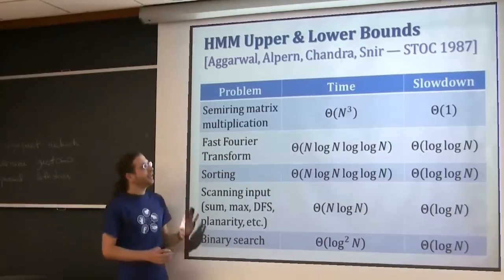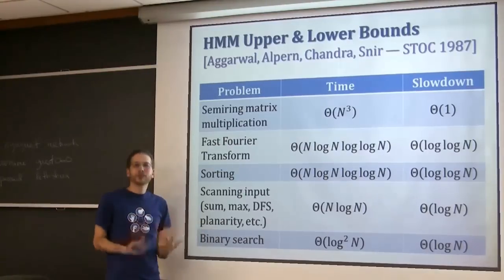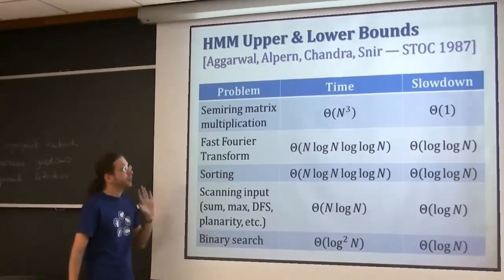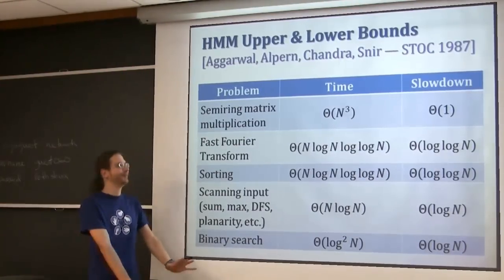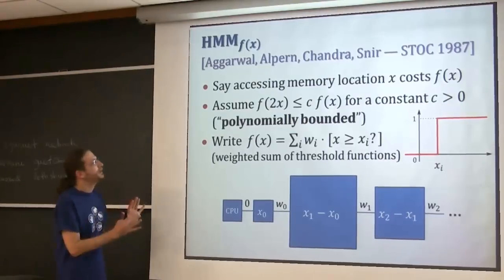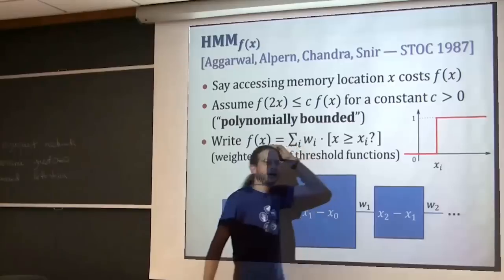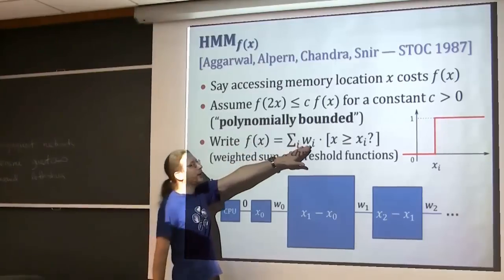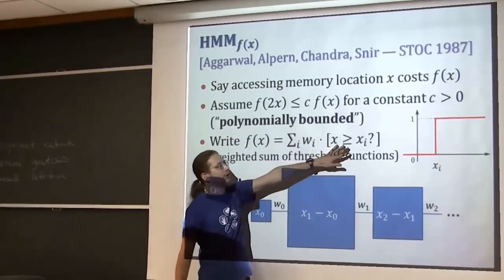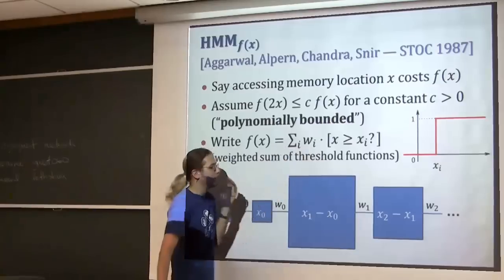But I would say setting f of n to be log n doesn't really reveal what we care about. But in the same paper, they give a better perspective of their own work. So they say, well, let's look at the general case, because maybe log x isn't the right thing. Let's look at an arbitrary f of x. Well, you can write an arbitrary f of x as a weighted sum of threshold functions. I want to know, is x bigger than xi? If so, I pay wi.